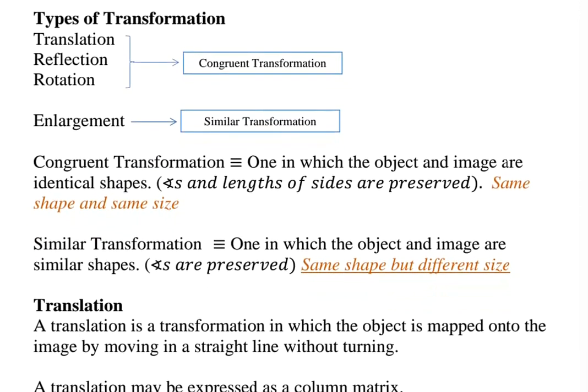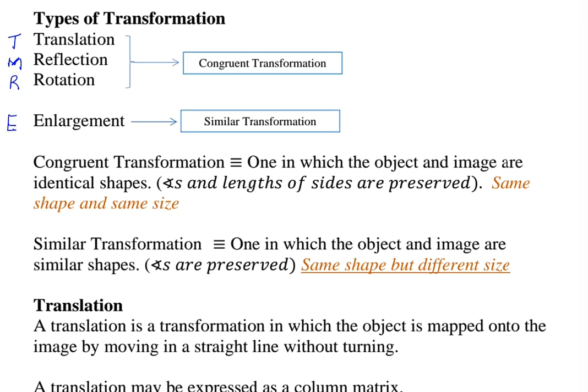All right, these are the different types of transformation. We have translation. The symbol for translation is T. We have reflection. The symbol for reflection is M. We have rotation. The symbol for rotation is R. And there's enlargement, and the symbol for enlargement is E.